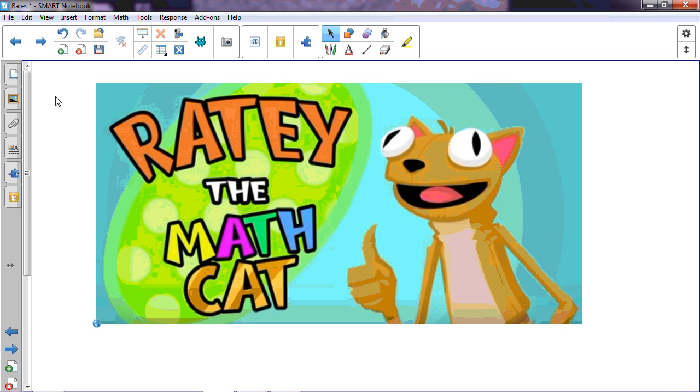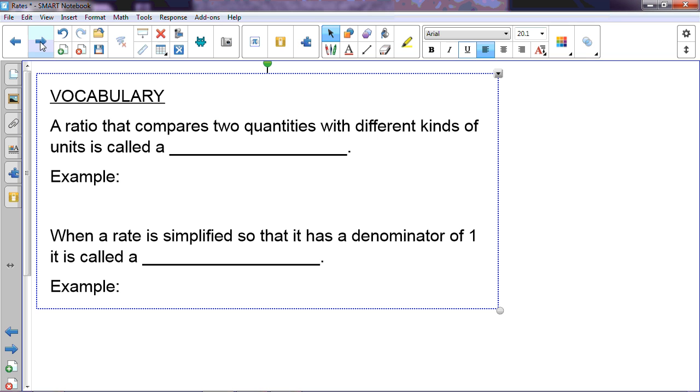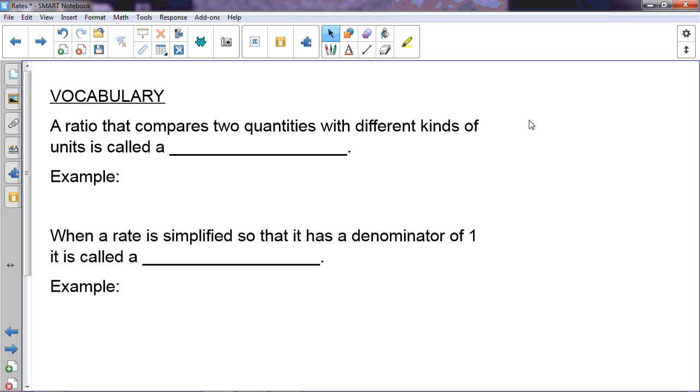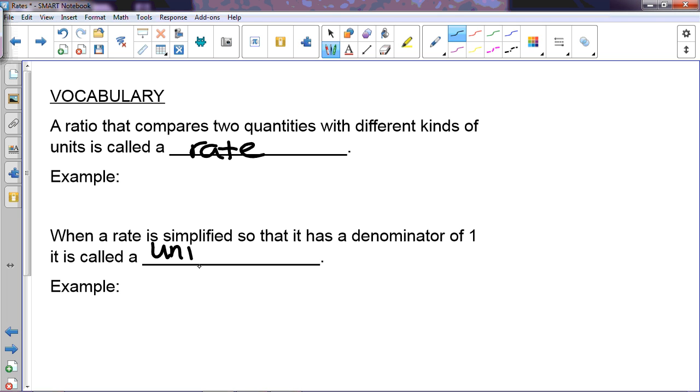Alright, so those are just some examples of when you would use rates in real life that you may be familiar with. First things first, let's do our vocabulary. A ratio that compares two quantities with different kinds of units is called a rate. Sorry for my sloppy handwriting. When a rate is simplified so that it has a denominator of 1, that's called a unit rate.